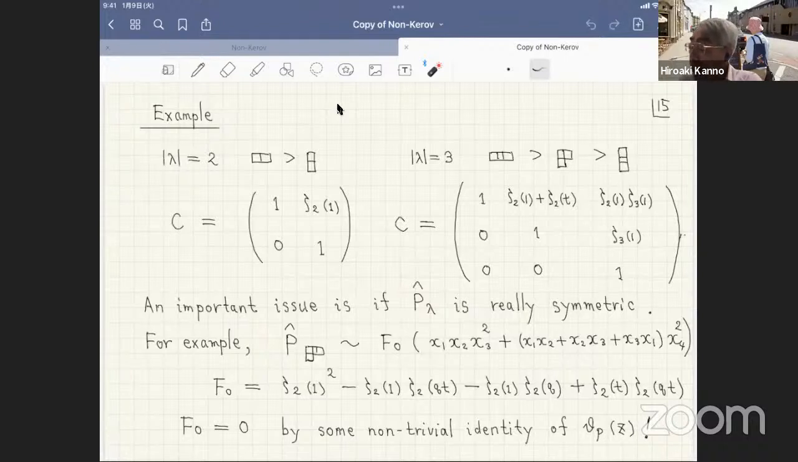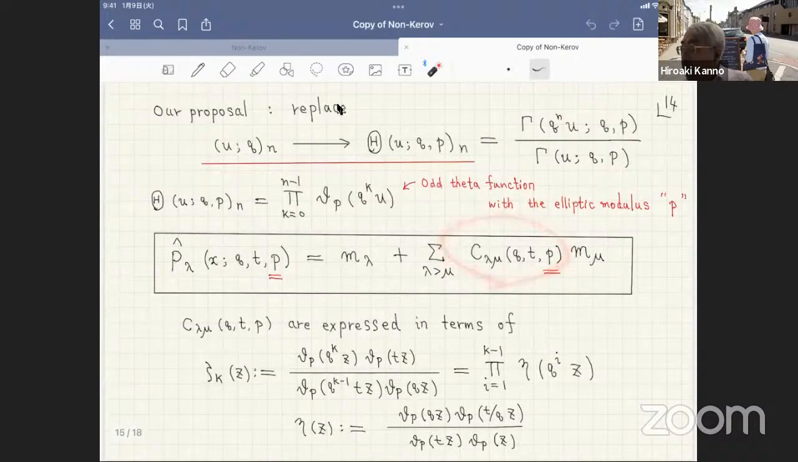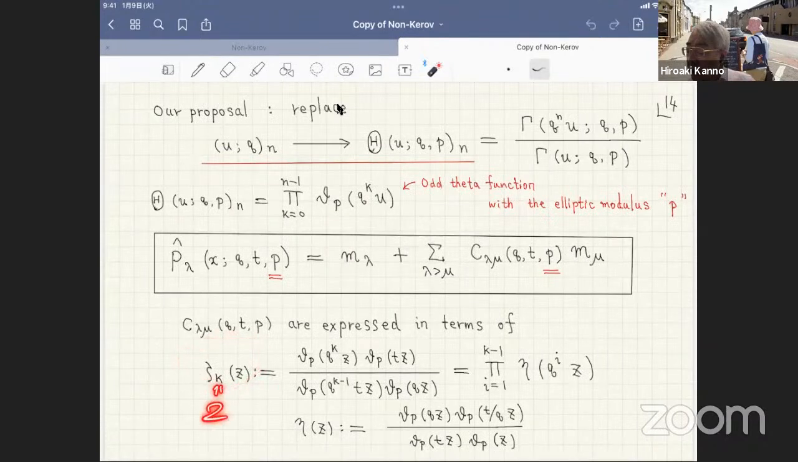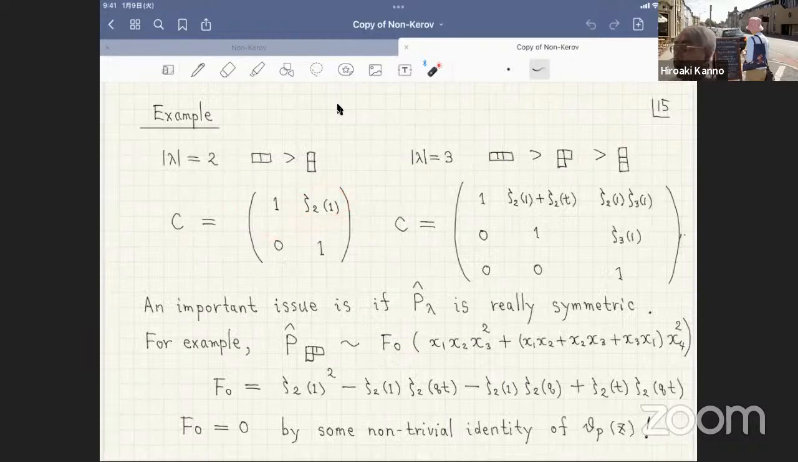So here's an example. At level 2, I mean, the polynomial degree 2. So this is the ordering of the partition. And this part should be triangular matrix in this ordering. So here is only non-trivial coefficient. And this is expressed in terms of this, k is 2 and z is just 1. And in the next level, the polynomial has degree 3, and there appear two non-trivial matrix elements. And again, they are expressed in terms of some specialization of zeta combination of theta functions.